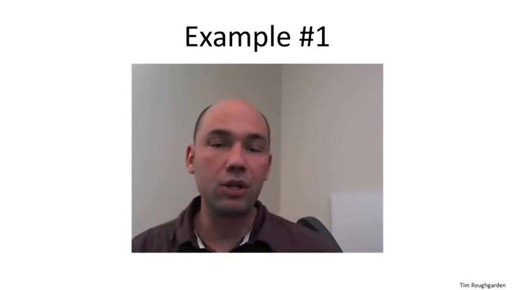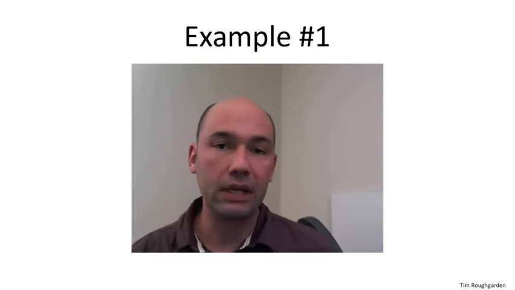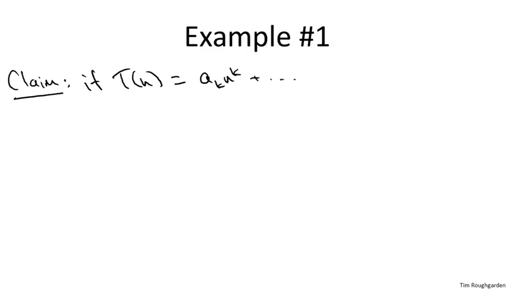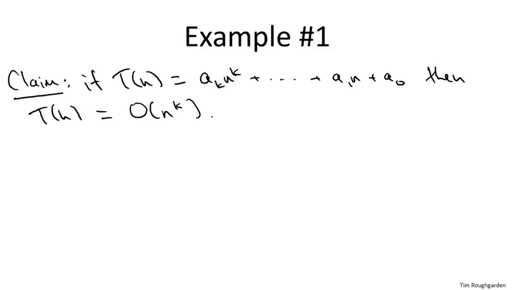So the first example is going to be to prove formally the following claim. The claim states that if T of n is some polynomial of degree k, so namely a_k n to the k plus all the way up to a_1 n plus a_0, for any positive integer k and any coefficients a_i, positive or negative, then T of n is big O of n to the k. So this claim is a mathematical statement. It's something we'll be able to prove.